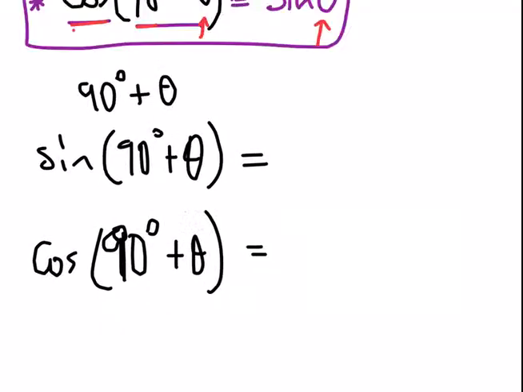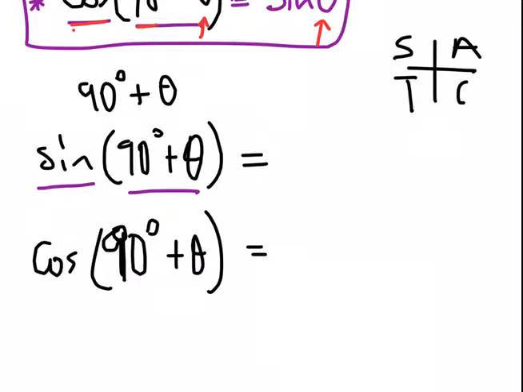Most importantly, you will always need this thing, the CAST diagram. You will definitely always need the CAST diagram. So let's see, how do we interpret it the same way? You will say 90 degrees plus an angle in which quadrant? In the second quadrant. In the second quadrant, is sine positive or negative? It is positive. Okay, in that case it means it will become positive cos of an angle.